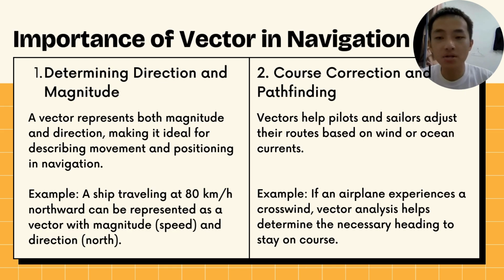Imagine a ship traveling at 80 km per hour northward. This movement can be represented as a vector where the magnitude is 80 km per hour and the direction is north. Without vectors, we would not have a clear way to represent or calculate such movement.